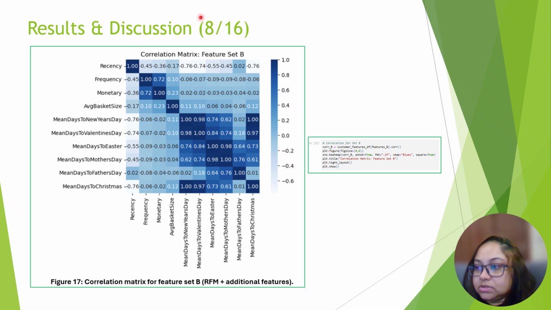So summarily, the enriched feature set injects fresh variation beyond classic RFM, especially via basket size. However, the days to holidays metrics are internally redundant and they may benefit from consolidation, for example via PCA or feature selection before clustering.